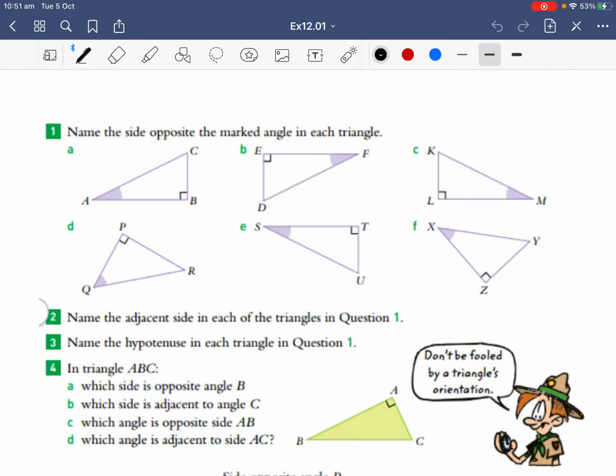So for exercise 1201, what we are looking at is starting trigonometry, and to start trigonometry, what we need to do is learn how to label right angle triangles. So what we're going to do is name the side opposite the marked angle in each triangle. We go to the angle and draw an arrow to the side opposite, and we'll call that side O, which is the opposite side. So the question asks us to name the opposite side marked in each triangle.